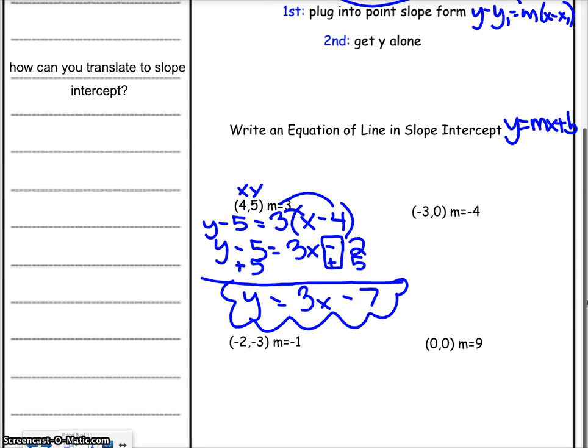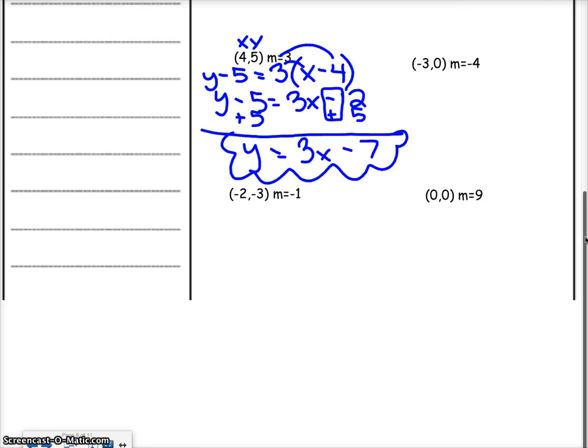Do you see my strategy? So I plug it in a point slope, distribute, move the 5, and I'm done. Eli: So would it be wrong if we put an addition symbol to the negative 7? Nope. Well, yeah, if you wrote plus 7, that's wrong, but if you wrote plus a negative, it's not wrong.